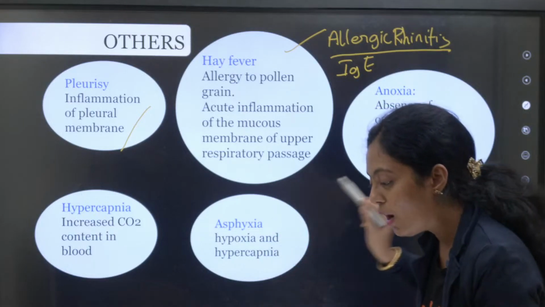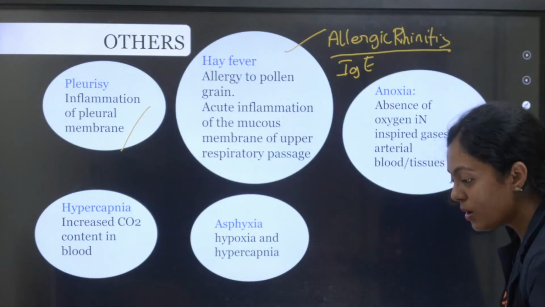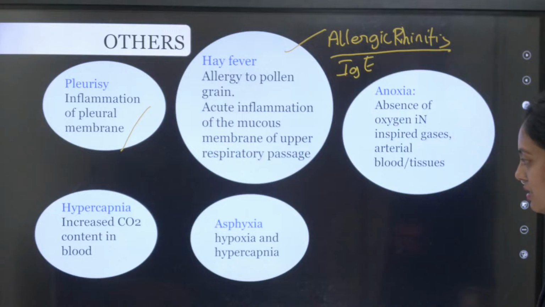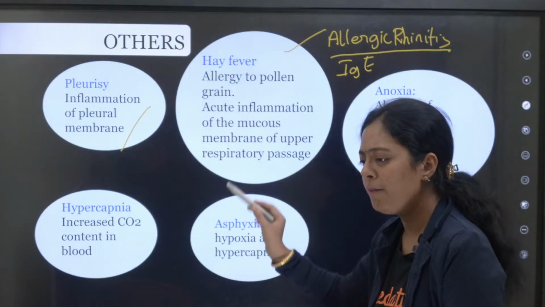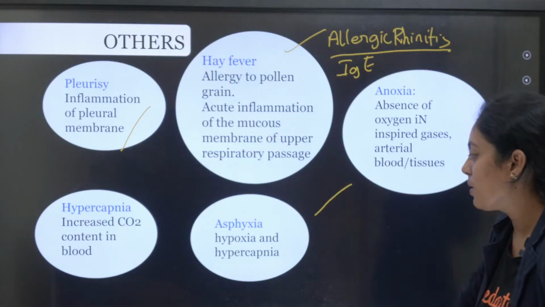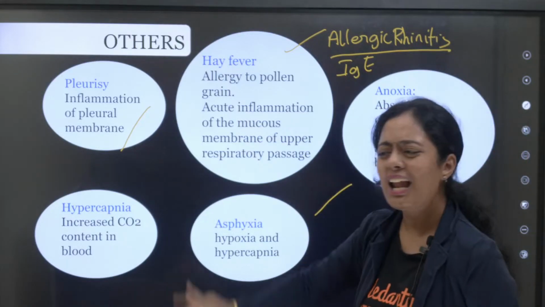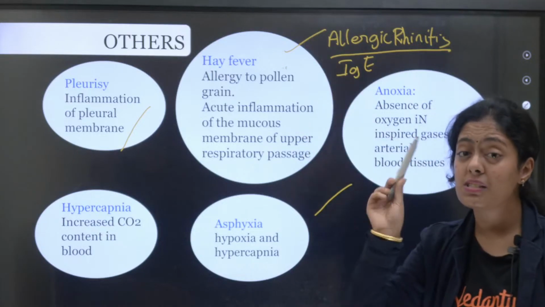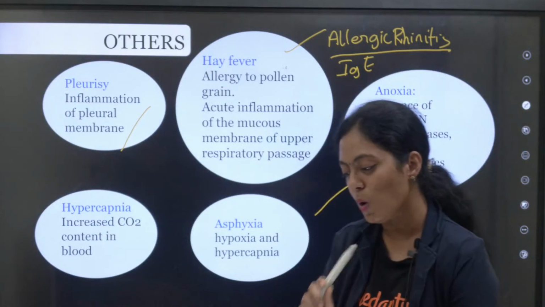Then you have anoxia, absence of oxygen in inspired gases. Then you have hypercapnia, increased carbon dioxide concentration. Then you have hypoxia and hypercapnia. These are extra, they will not ask anything from this. This part alone may be asked because it comes in human health and diseases also.